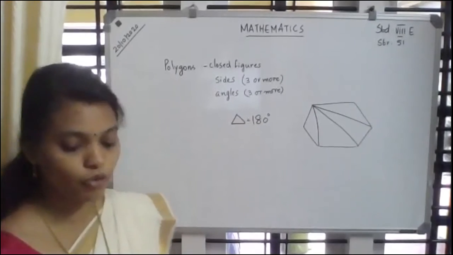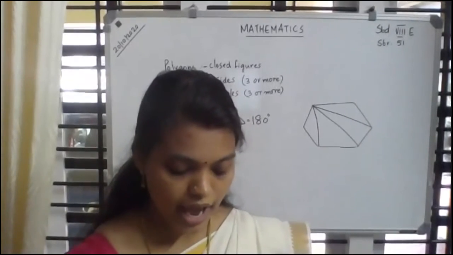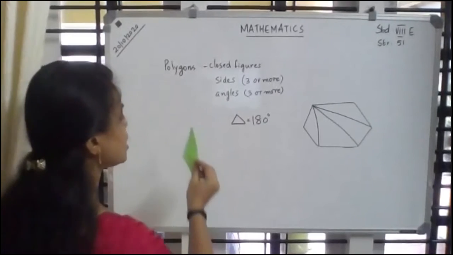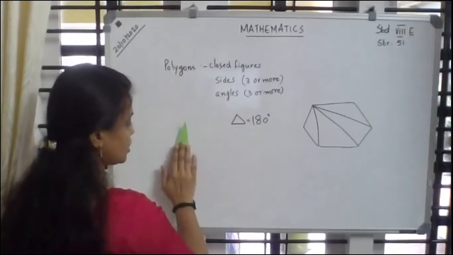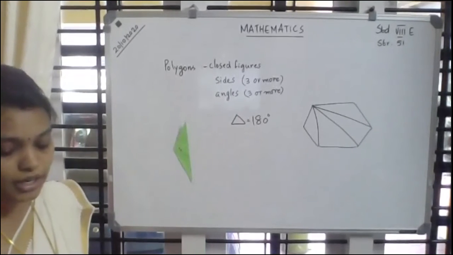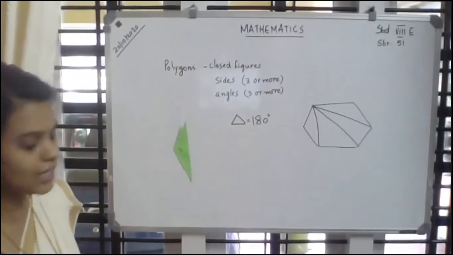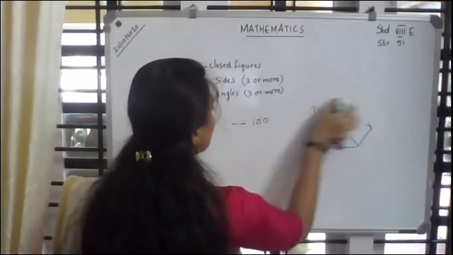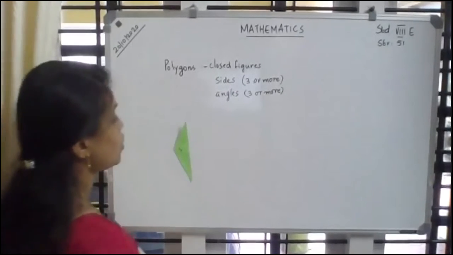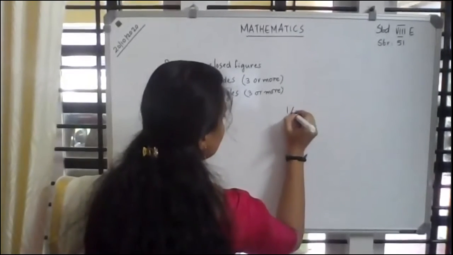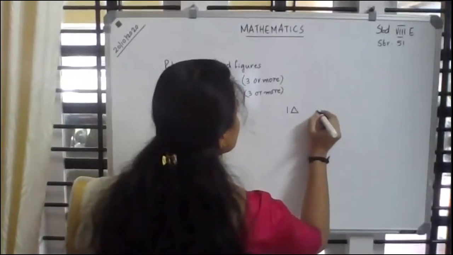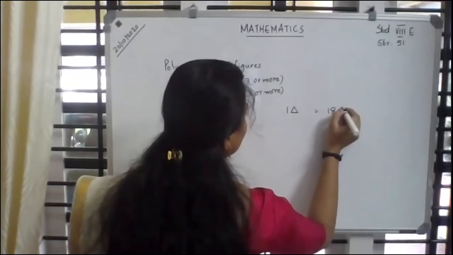Now, take the 4 triangles and take the first triangle first. Now, place it here. How many triangles are there on the board? There is 1 triangle, isn't it? And what is the sum of the angles of a triangle? Yes, it is 180 degrees.